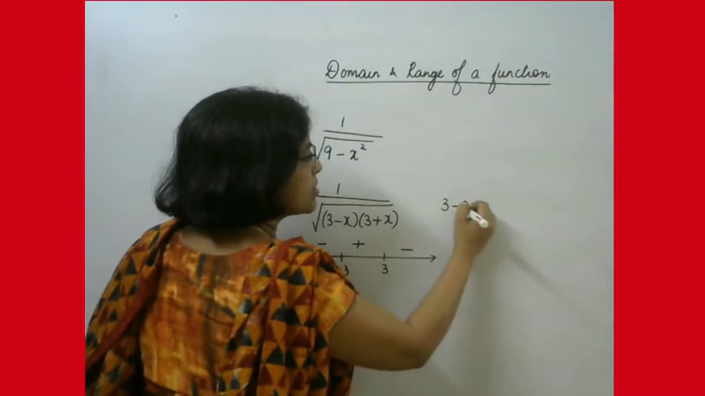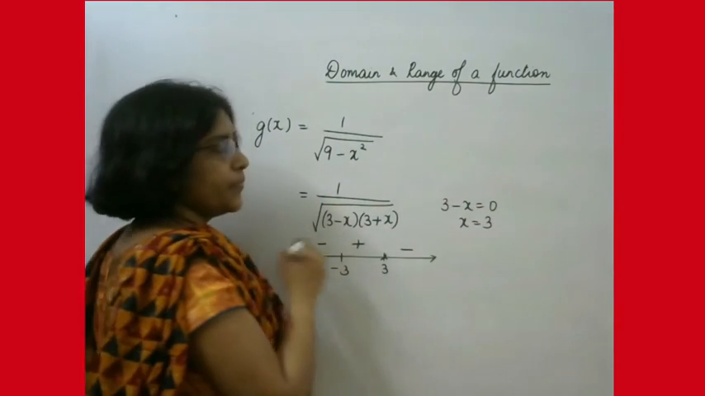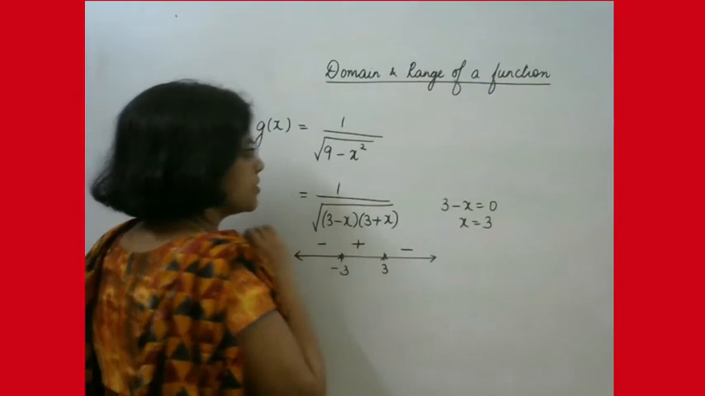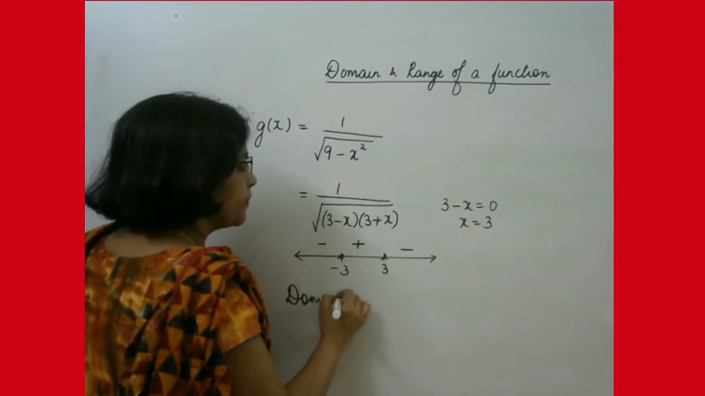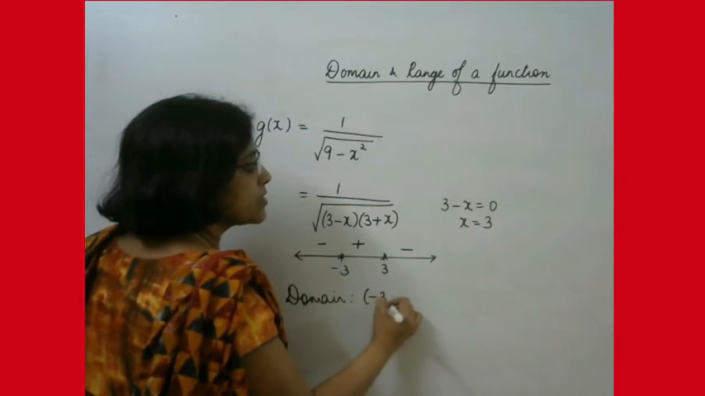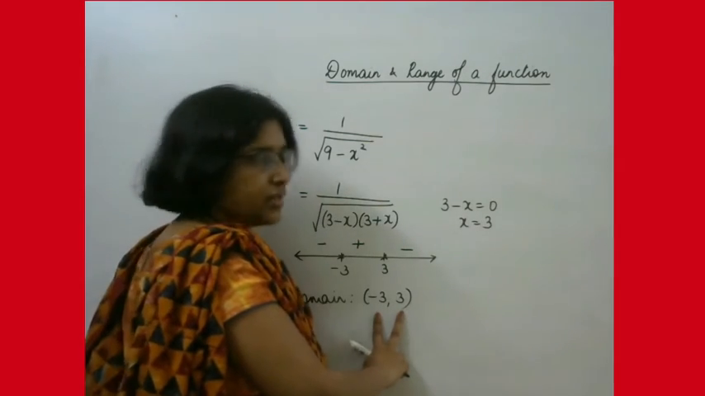Now we want positive values, but not those values which make the denominator 0. So if 3 minus x is 0, then x is 3. That means 3 is not allowed. And same way from here, minus 3 is not allowed. So now the domain is only the open interval minus 3 to 3. So all values between minus 3 and 3.